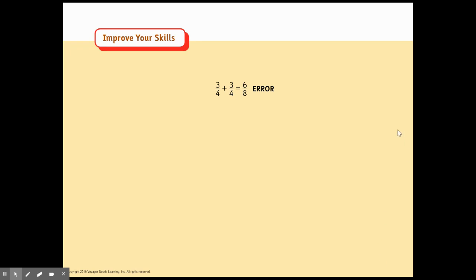We can use fraction magnitude, which we do with number lines, to show why this answer is incorrect. The fraction 3/4 is very close to 1. So if we added another 3/4, the answer would be greater than 1. 6/8 is less than 1. So that's how you know that this is an incorrect answer.